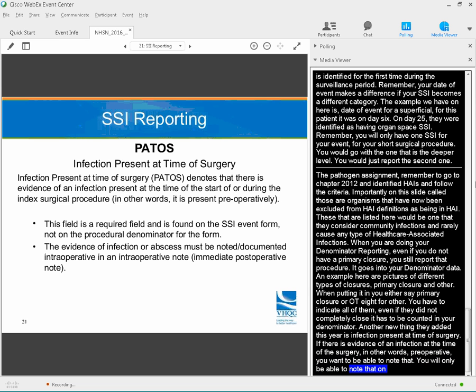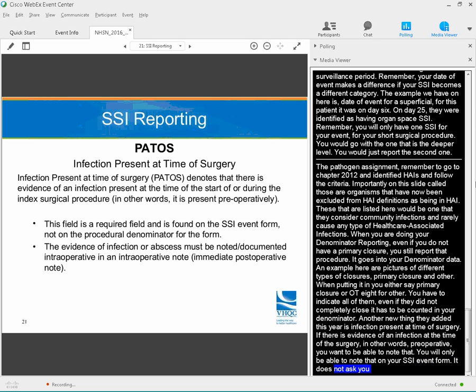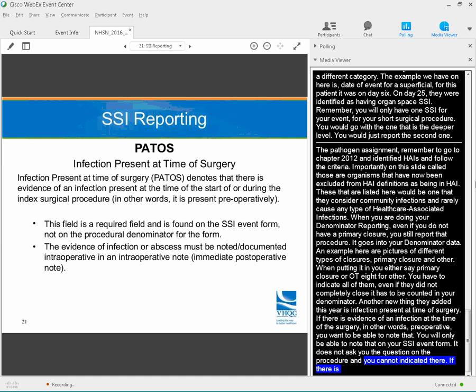But if there's evidence of an abscess, it must be documented in the intraoperative note. It's got to be there. It can't be somebody going back later and saying that, oh, yeah, there was some infection there.